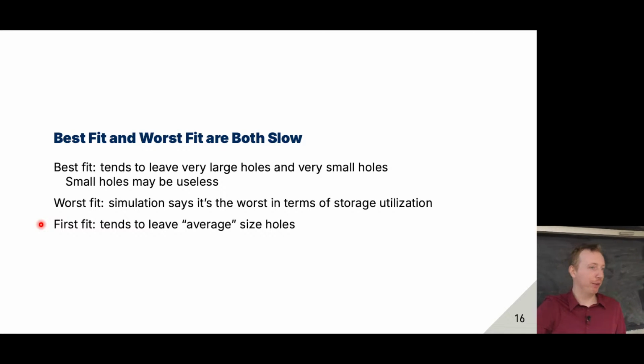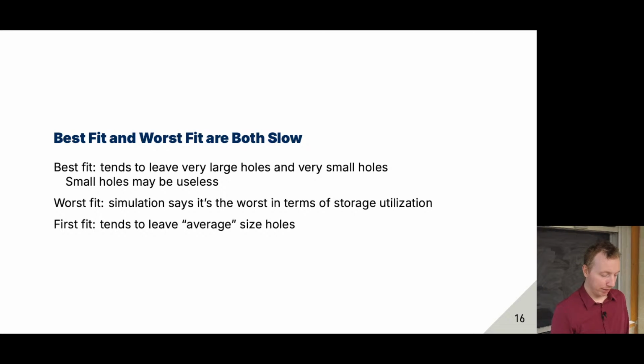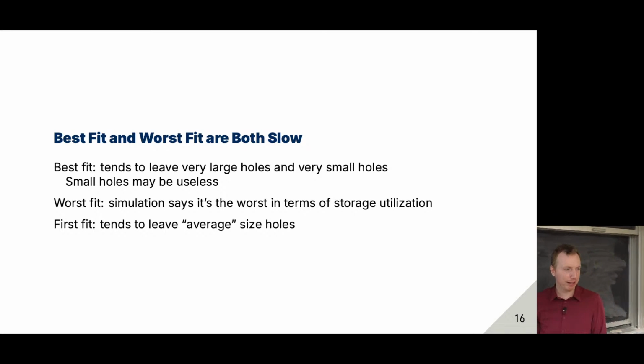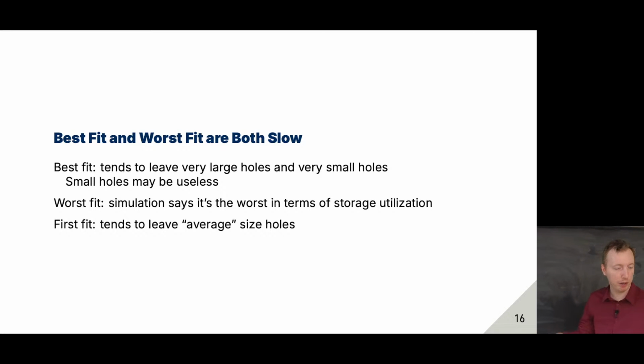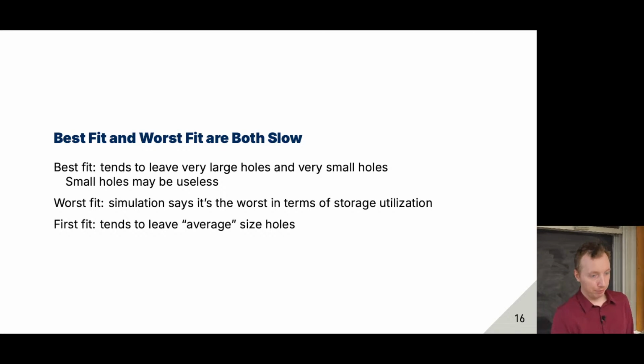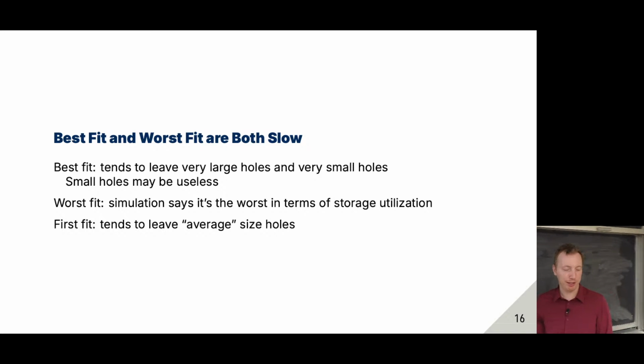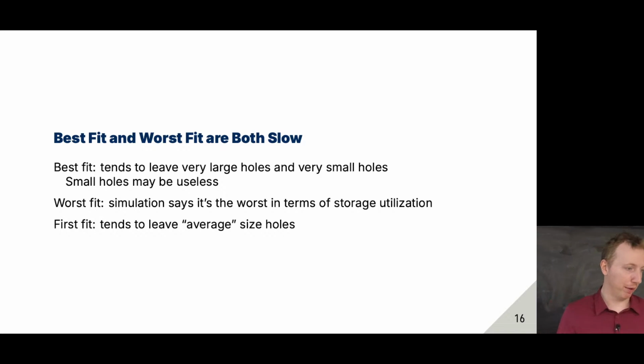One, they're slow because you have to search the entire free list every time for every allocation. And if you simulate these things, best fit tends to leave very large holes and very small holes, and the small holes would probably be considered fragmentation. If you do worst fit, simulation actually does say it's the worst in terms of storage utilization, so its name is actually accurate despite that silly example. And first fit tends to leave average size holes that probably would not be considered fragmentation.